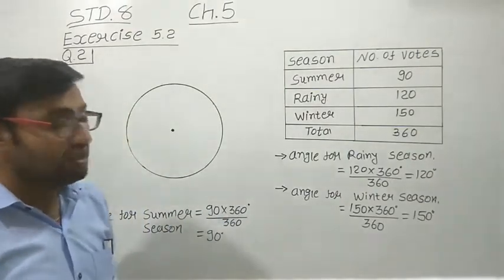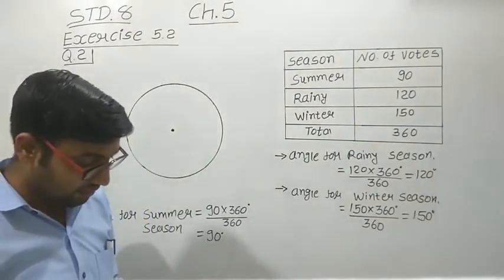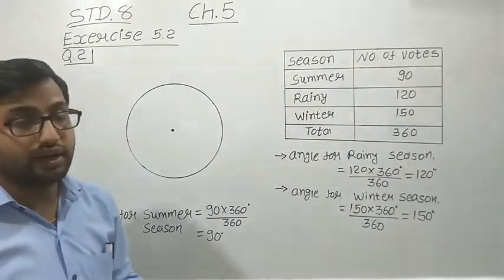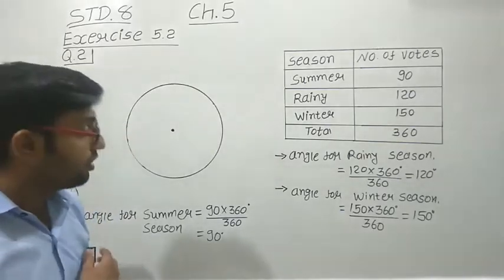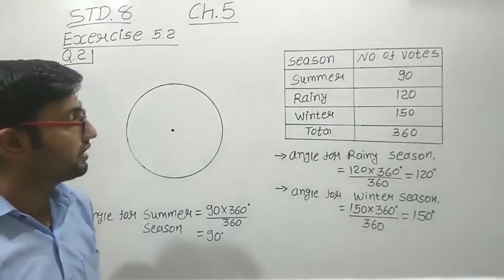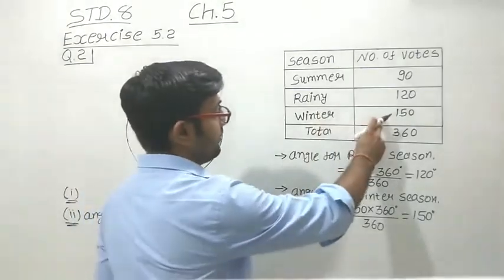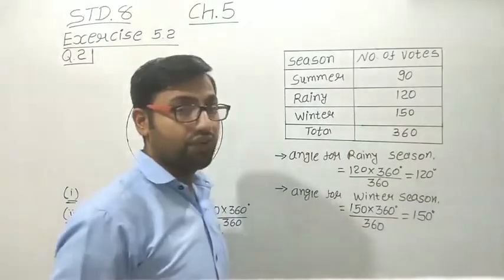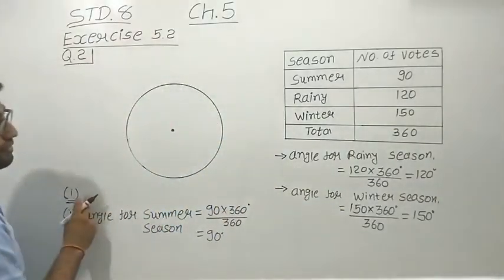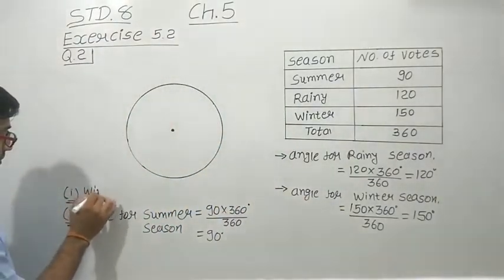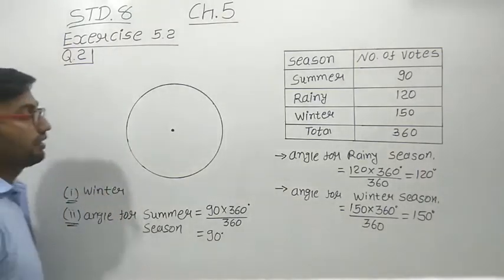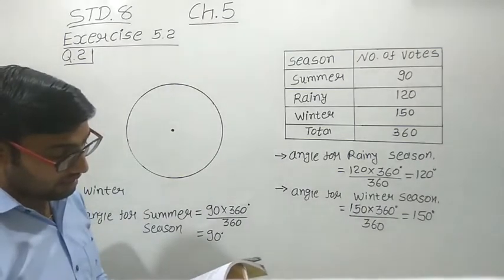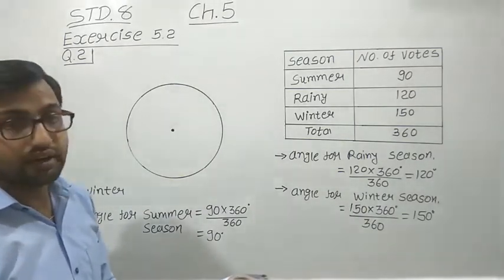Now we have some questions here. The first question is: which season got the most votes? See, which digit is greater: winter, rainy or summer? Winter, right? Because it gets 150 votes. So the answer to the first question is winter. Okay, the second question is: find the central angle of each sector.